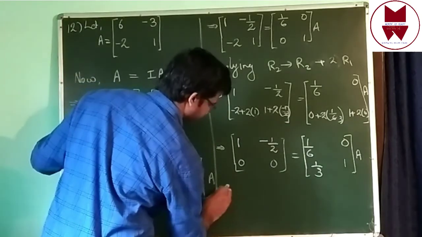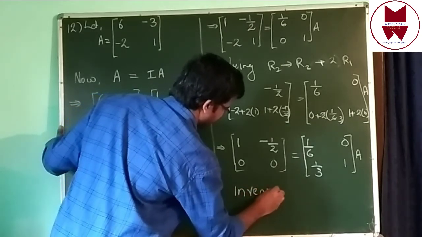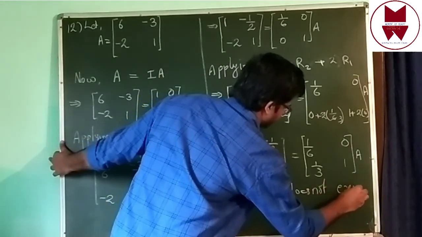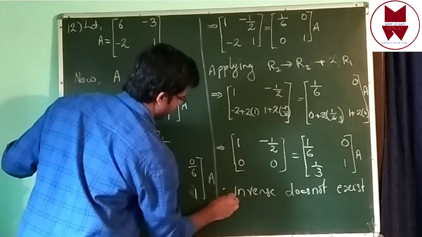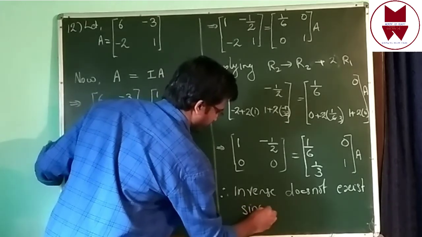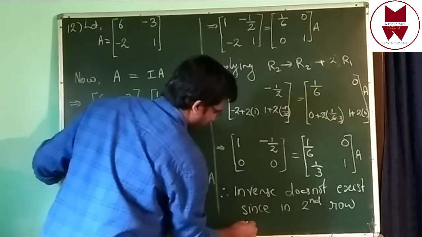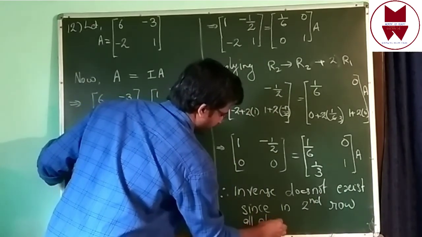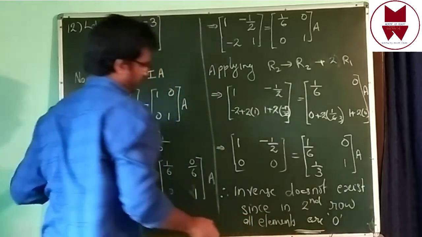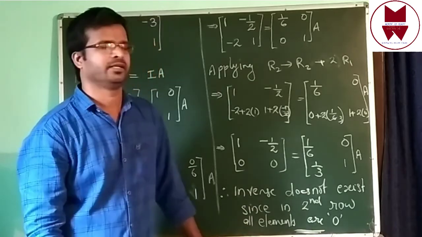Inverse does not exist. What is the reason? Since in second row, all elements are 0. If you got all elements in one row 0 means we cannot find out. That's why inverse does not exist.